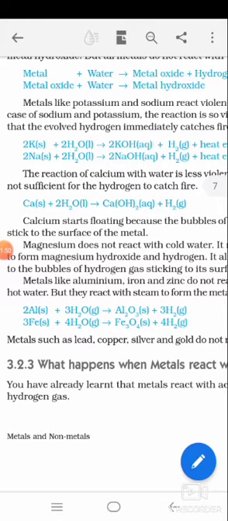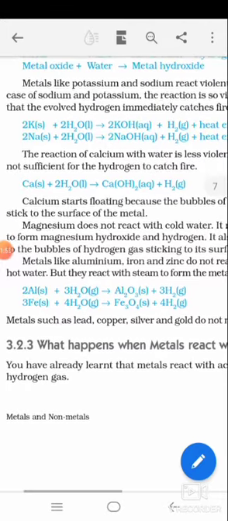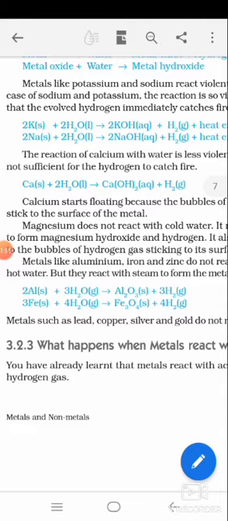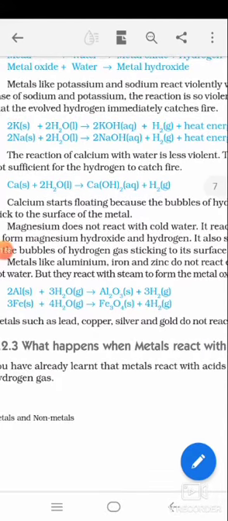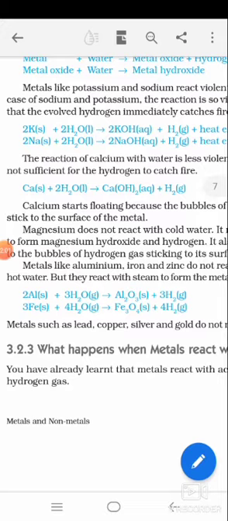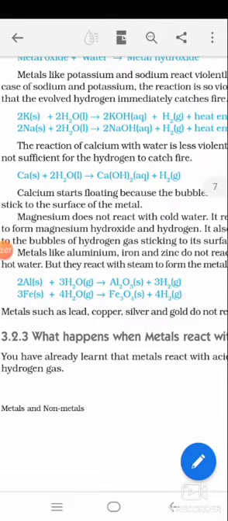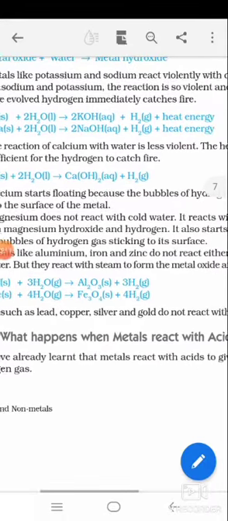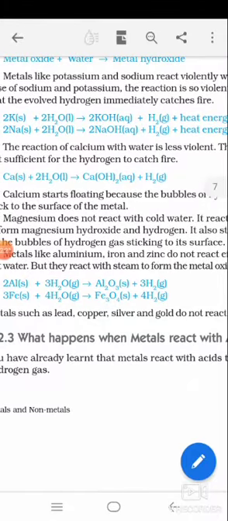Due to the heat evolved outside, the produced hydrogen gas immediately catches fire. This means that when potassium, or any such metal, reacts with water, it produces metal hydroxide plus hydrogen gas, and in this reaction heat energy is evolved, and due to that high temperature, the hydrogen catches fire. The produced hydrogen catches what? Fire. Now you can visualize here: potassium plus water gives potassium hydroxide plus hydrogen plus heat energy. This means this is an exothermic reaction.